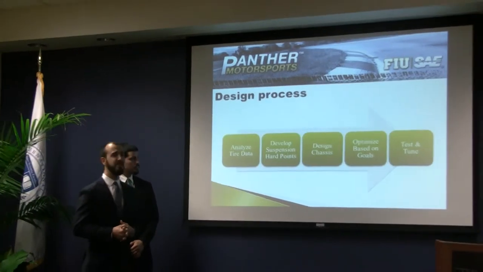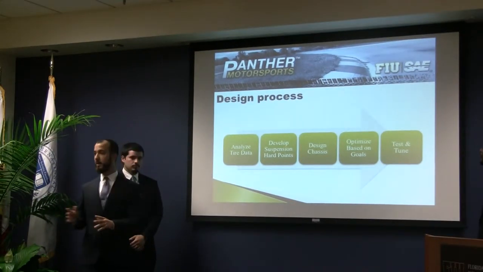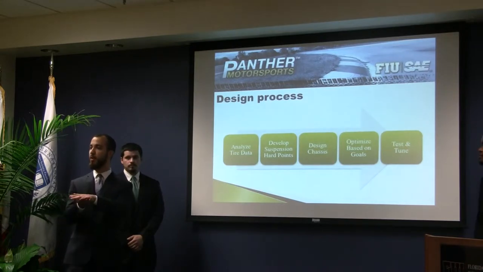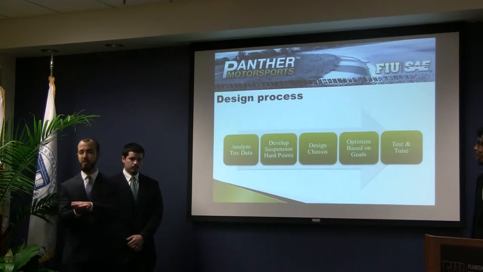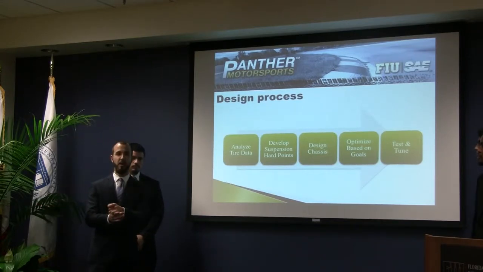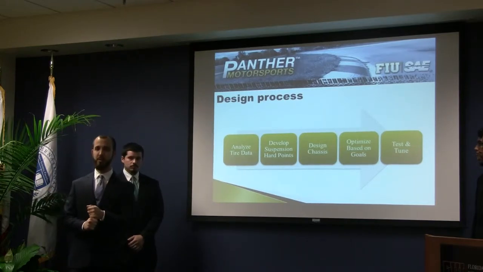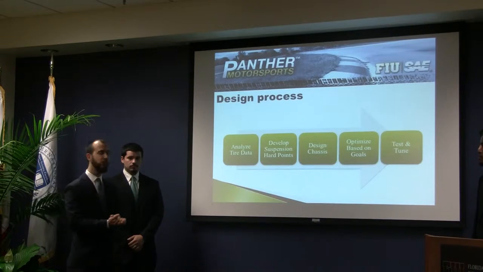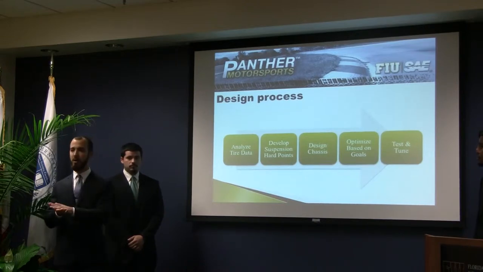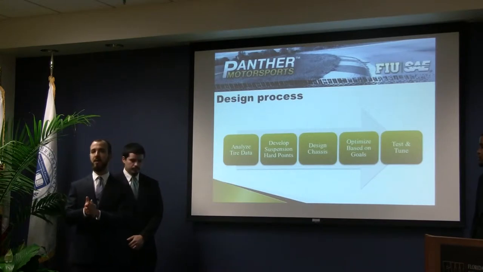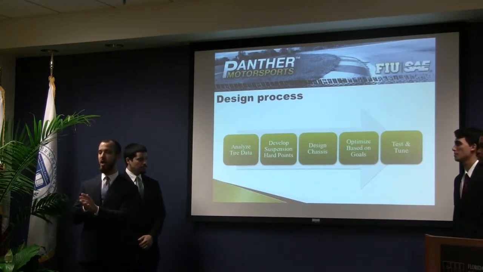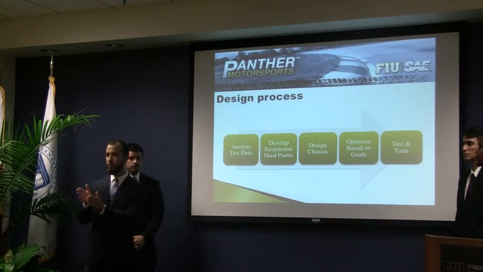So, a little design process when developing a Formula SAE vehicle. First, we start off with the contact point to the ground with relation to the vehicle, which is the tire. First, we'll start by analyzing tire data. Tires are all made out of rubber, but each rubber is made out of different compounds, so that's why each tire reacts differently. So first we analyze data and choose a few tires. Then with this, we can develop the geometry of the suspension with relation to the tire.